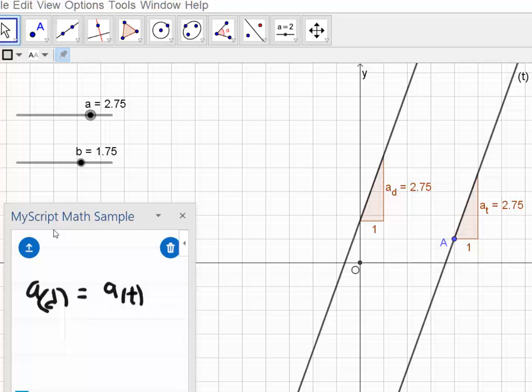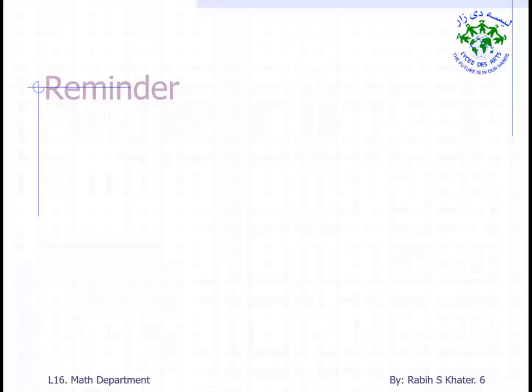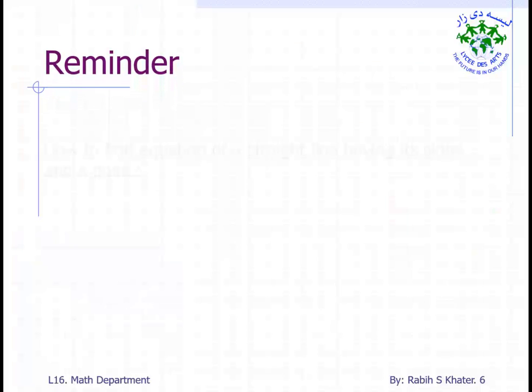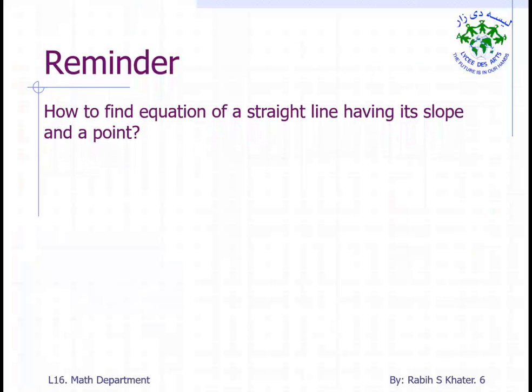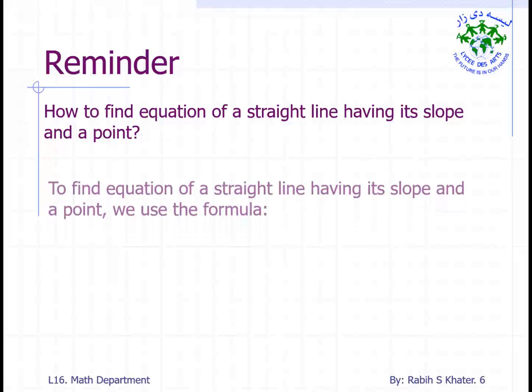To remind you, if you need to find the slope of any straight line and you have two points on it, then you only find the rise over the run, which means y of B minus y of A divided by x of B minus x of A. Last reminder for our tutorial: how to find the equation of a straight line knowing its slope and a point on it.